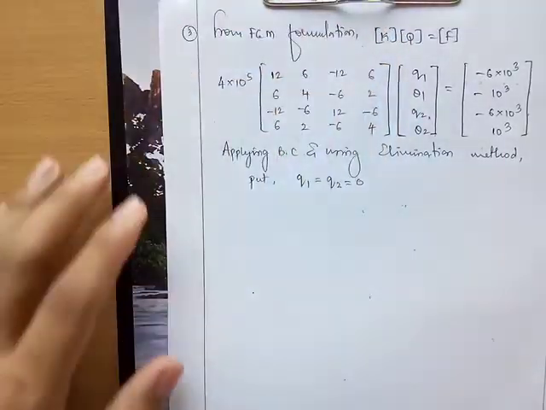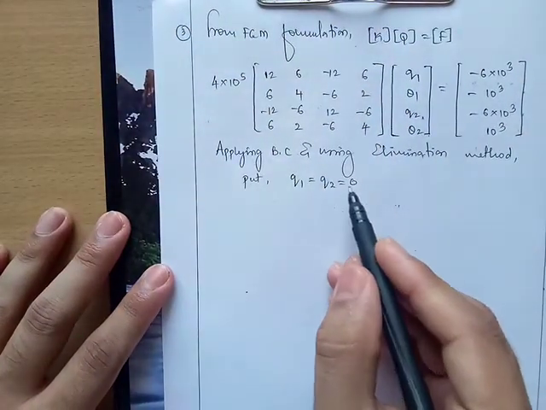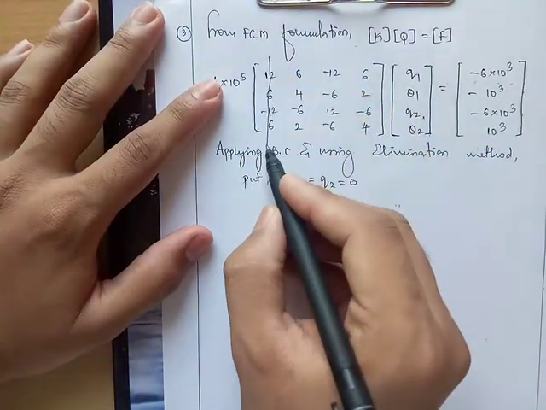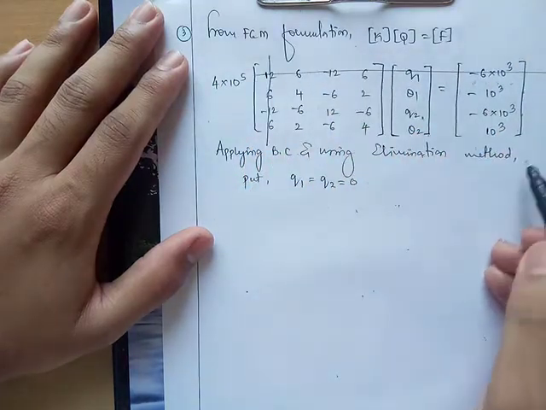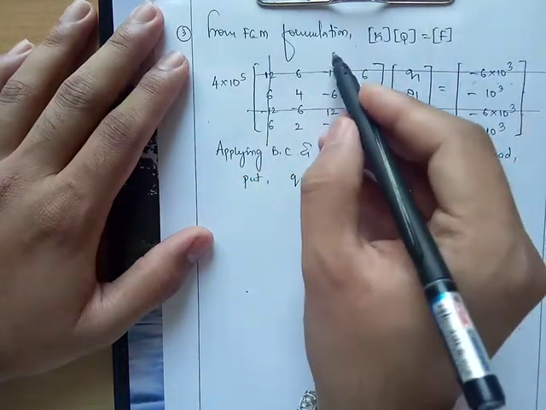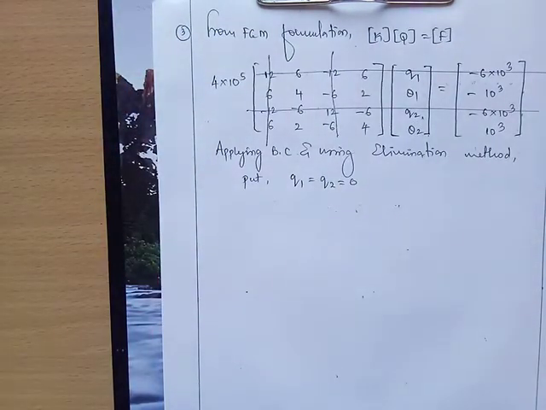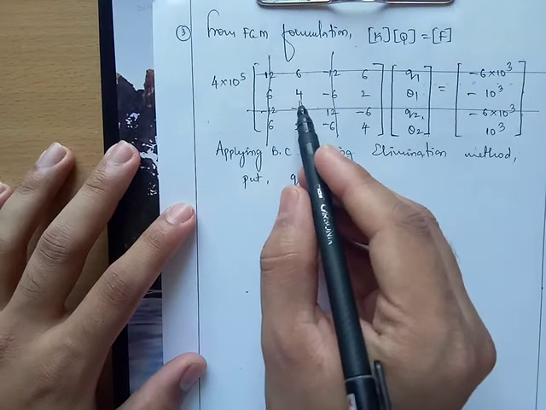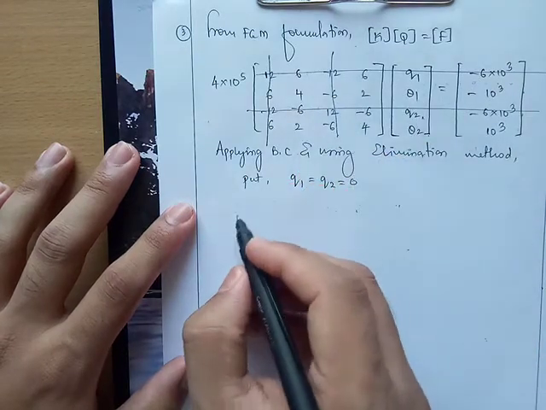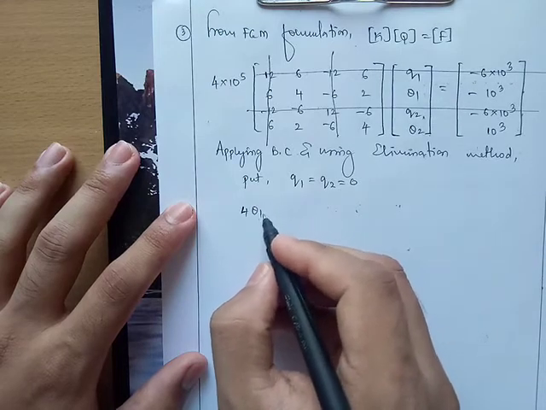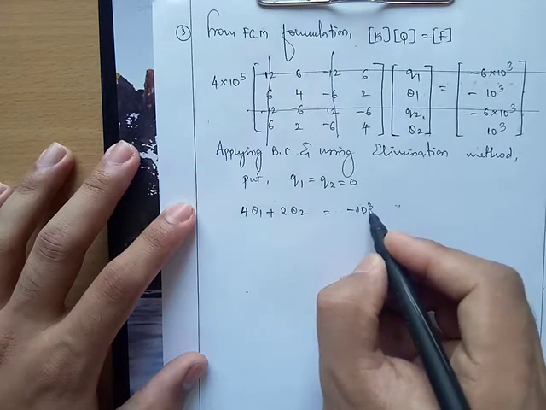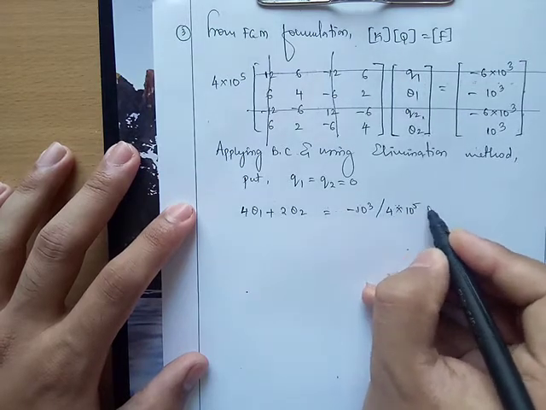So if you put those boundary conditions, Q1 and Q2 as 0, we need to strike out the first column, first row, next you are having third row and third column are to be eliminated using the boundary condition and elimination method. As a result, you will be getting 2 equations with 2 unknowns. So those equations are 4 theta 1 plus 2 theta 2 is equal to minus 10 raised to 3 divided by 4 into 10 raised to 5.